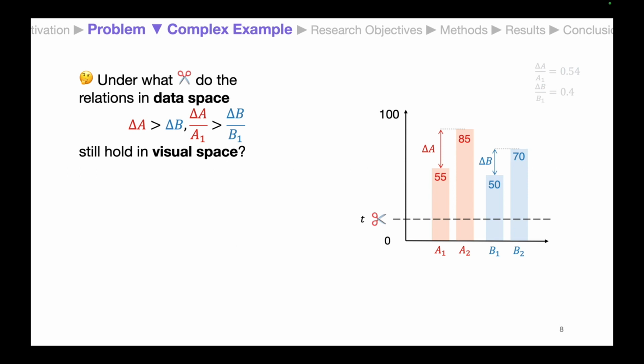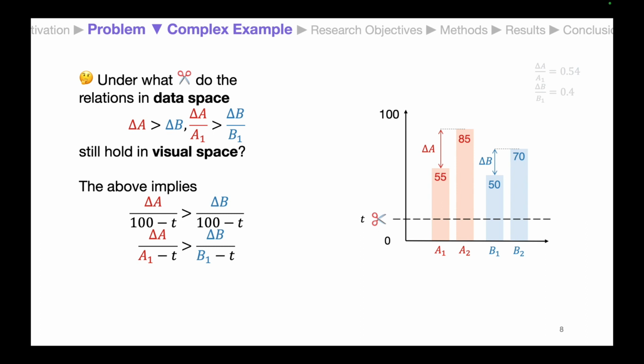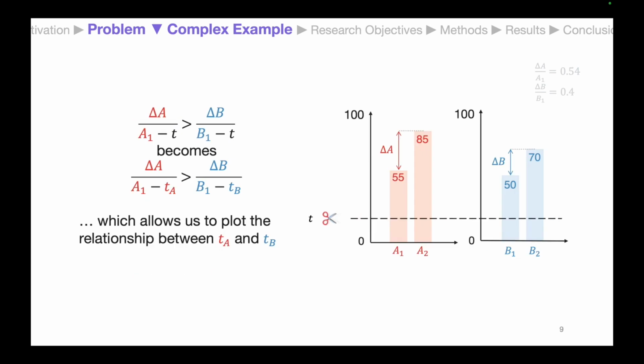Now to go back to the question we posed earlier: under what truncations do the underlying data relations still hold in visual space? Note here that the above two inequalities imply the following two inequalities. Observe that the first inequality always holds, regardless of how much we truncate, because the denominator is the same. For the second inequality, we can do a little thought experiment and treat this as two different truncations. What I mean by this is that we can think of this grouped bar chart as two separate bar charts, and each group has its own truncation.